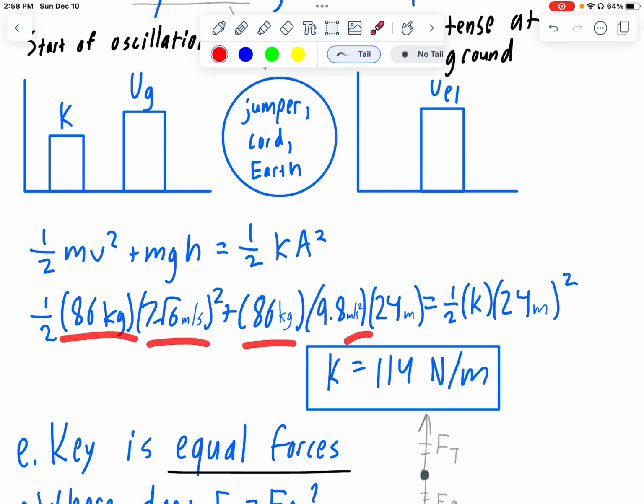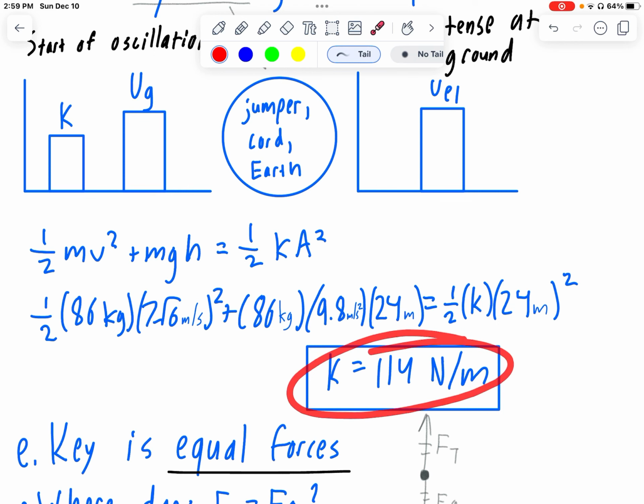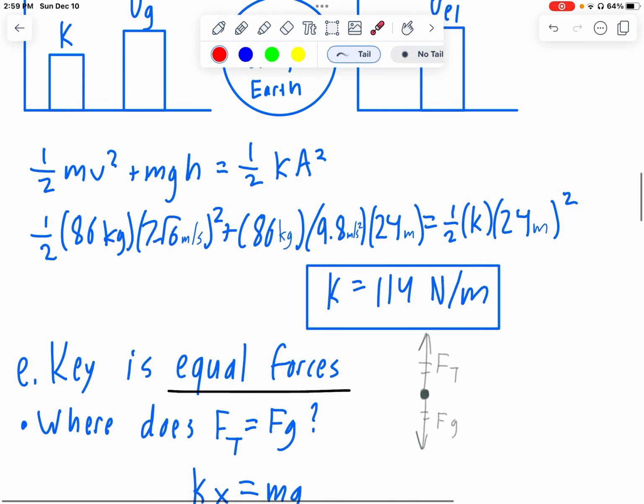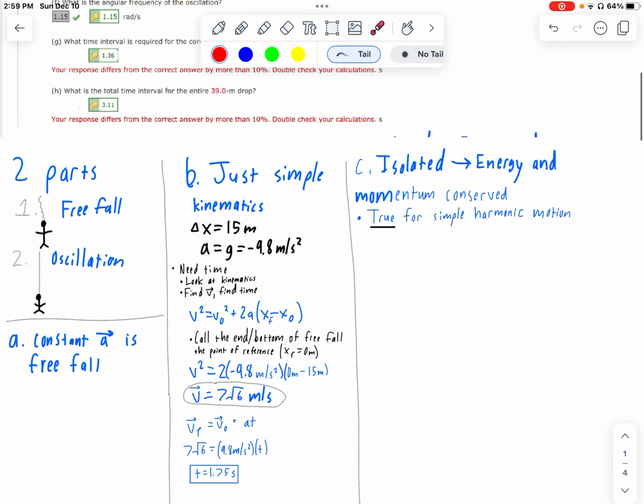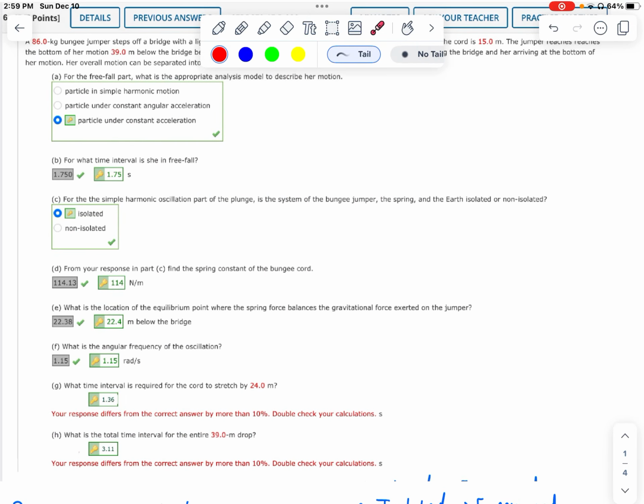Plug all those good values in, solve for spring constant, and spring constant is equal to 114 newtons per meter. So that was pretty good. That was a big part for me to be able to get that, and I'm happy it all worked out. So now on to part E.